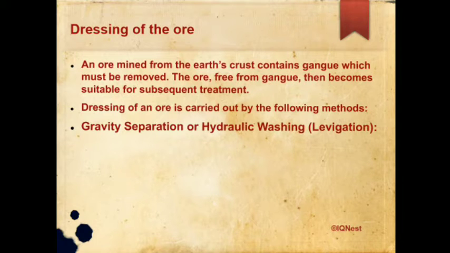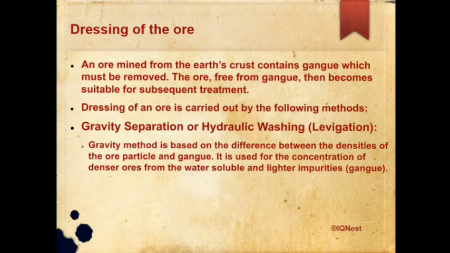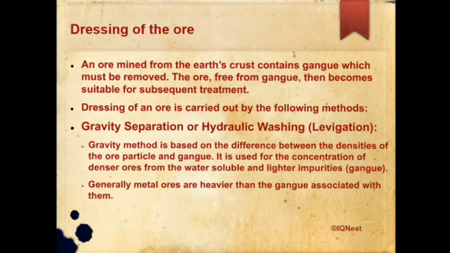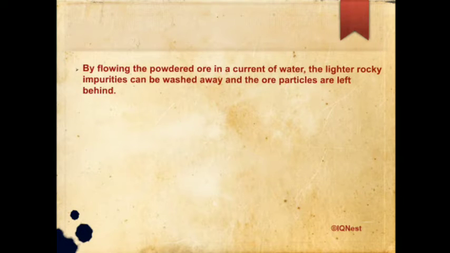The first one is gravity separation or hydraulic washing, also called levitation. The gravity method is based on the difference between the densities of the ore particles and the gangue. It is used for the concentration of denser ores from the water-soluble and lighter impurities, that is gangue. Generally, metal ores are heavier than the gangue associated with them. By flowing the powdered ore in a current of water, the lighter rocky impurities can be washed away and the ore particles are left behind.